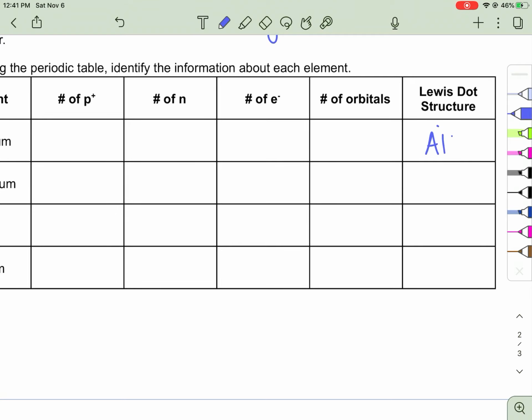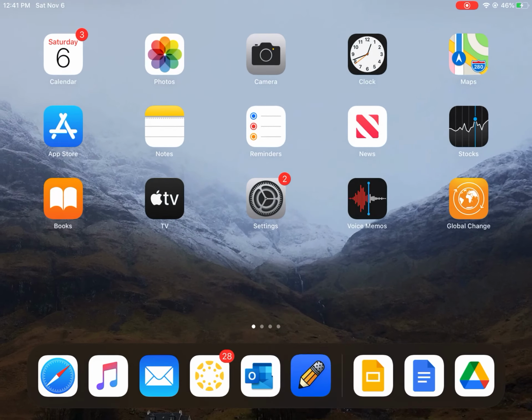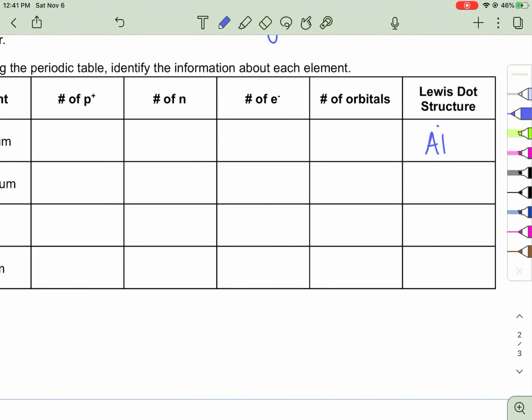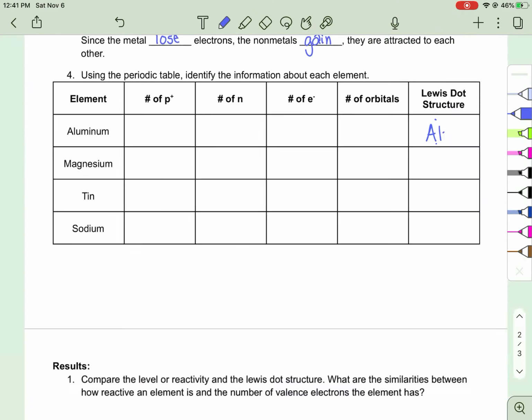Aluminum, again, we're looking at how many valence electrons. The reason we want to use this model to look at reactivity is because it's going to give us a good indication of how many valence electrons we have and how many we need to gain or lose. Magnesium has 2. Tin has 4. Sodium has 1. And that is a good indication of how reactive they're going to be.